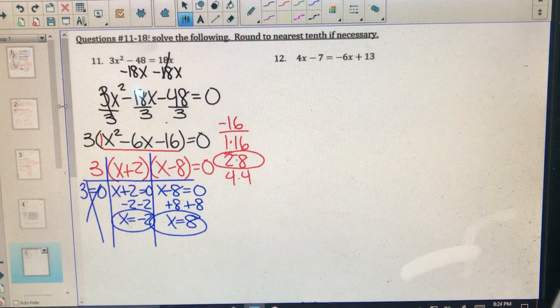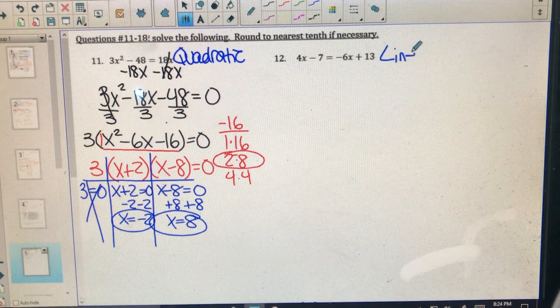Okay, so number 11 was a quadratic because of the x squared. Okay, moving on to number 12, if I look, there is no x squared, there's no x in the exponent. This is just a simple linear equation, like what we started with, those basics.